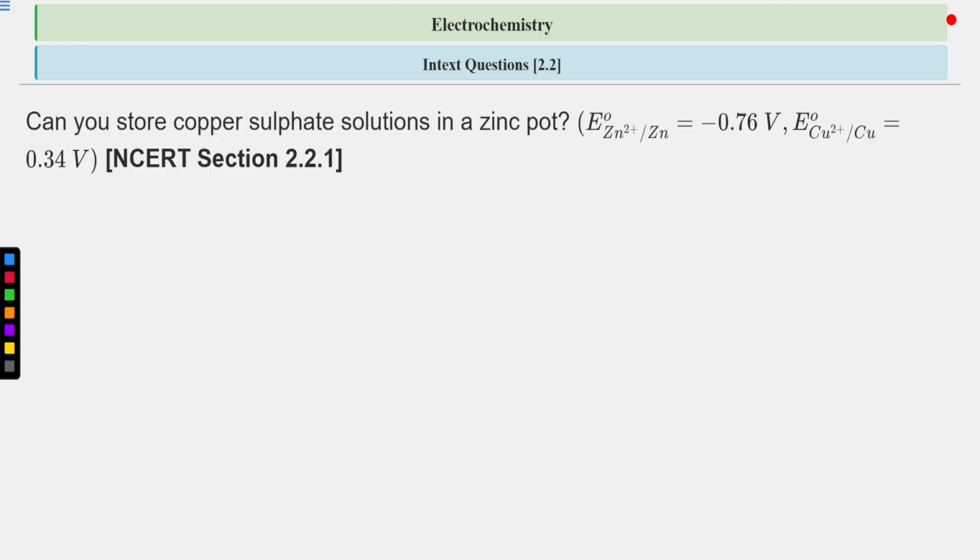So this is our next in-text question, which is 2.2 in our NCERT textbook. The question says: can you store copper sulfate solution in a zinc pot? We are given the standard electrode potentials for zinc as minus 0.76 volt and for copper as 0.34 volt. You can use NCERT subsection 2.2.1, which we covered in this lecture, to solve this question. Analyze this question and then we will see what the correct answer is. How can you explain it?